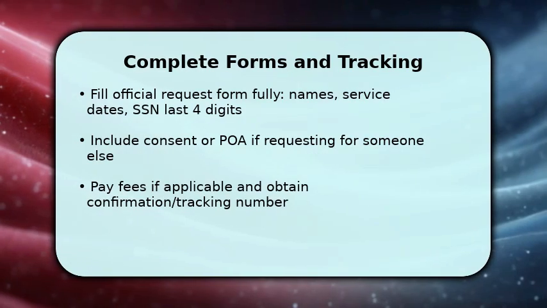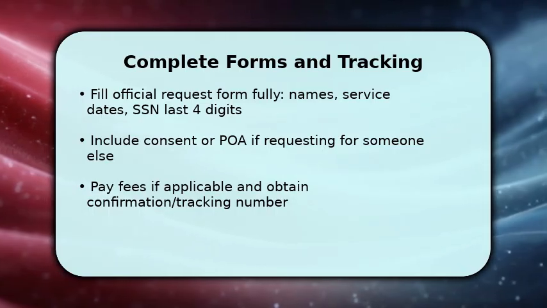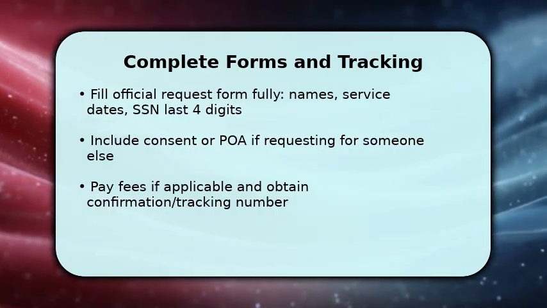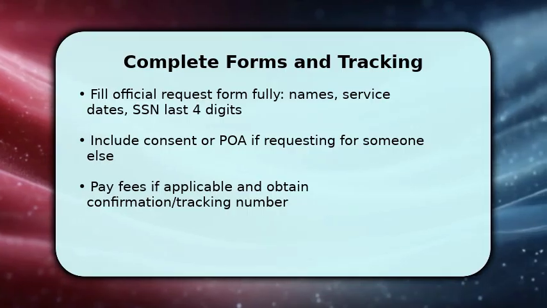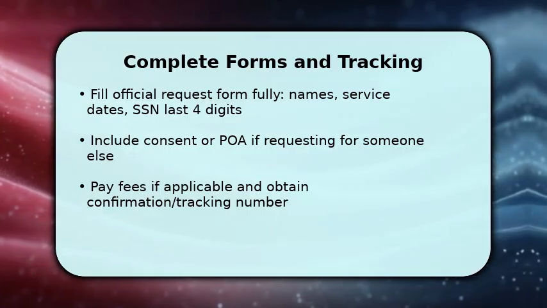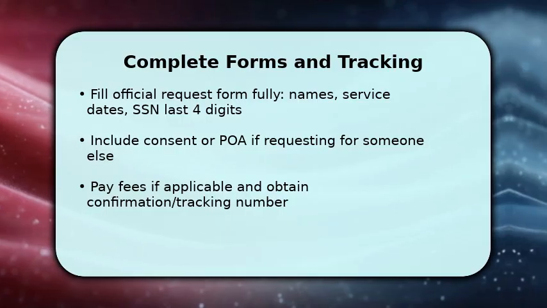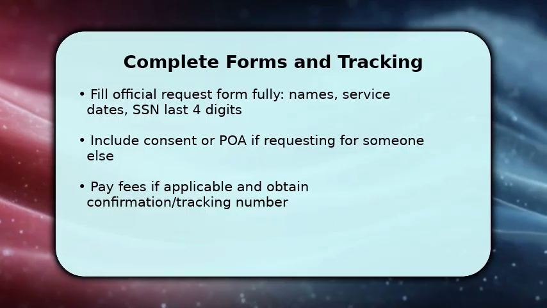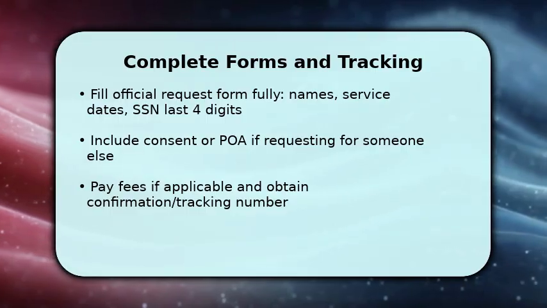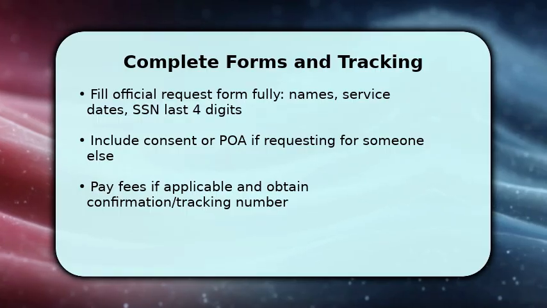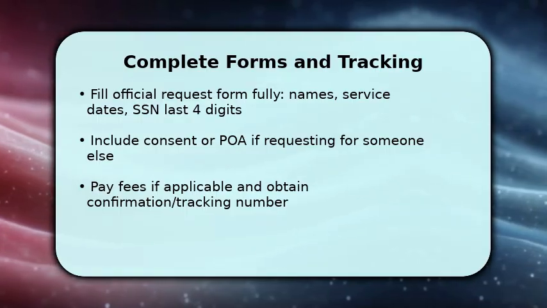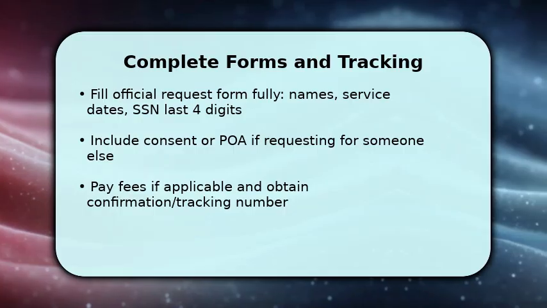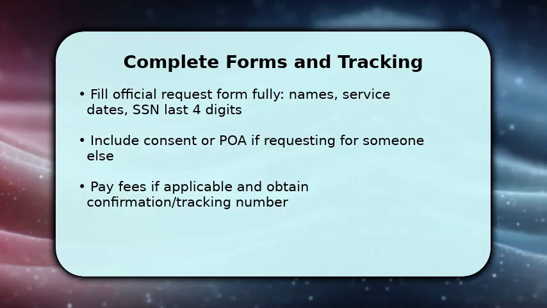Now move into the detailed execution. Carefully complete the official request form, double-checking service dates and the last four of the SSN to reduce matching errors. If you're acting for another person, attach consent or a valid power of attorney. Agencies reject incomplete authorization. Include payment or fee waiver documentation when required, and select expedited processing only if necessary.